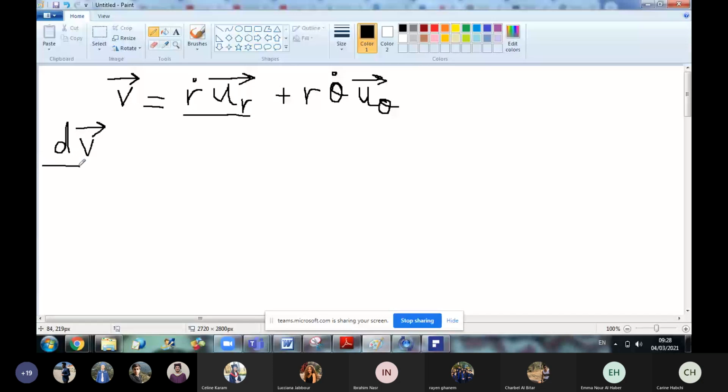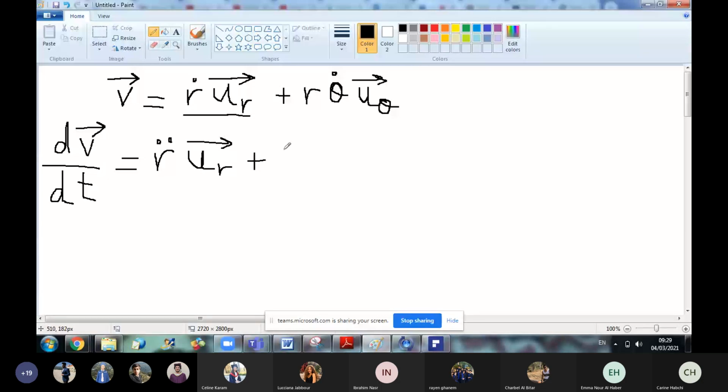First, when I derive r dot u_r, it's like I'm deriving a function u times v. When I derive u times v, the derivative is u prime v plus u v prime, right? What is u prime? It is the derivative of r dot, which is r double dot. So my first expression is r double dot times u_r, plus r dot du_r by dt.